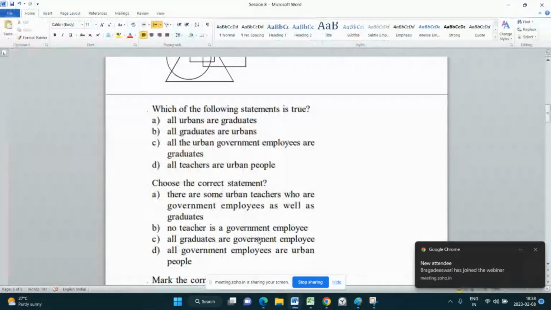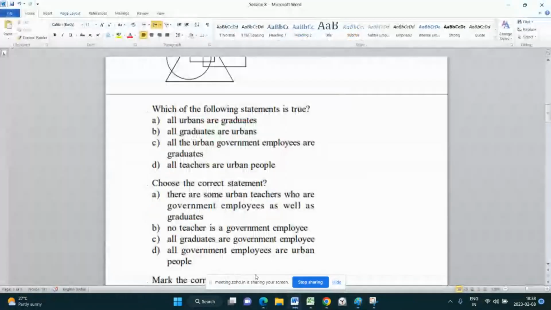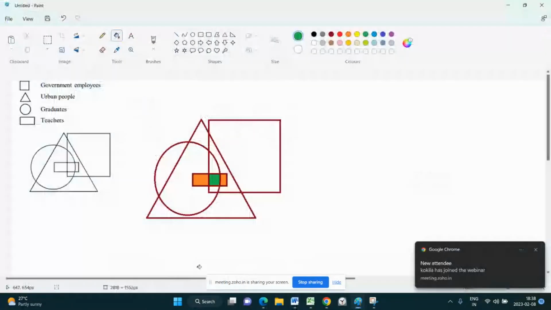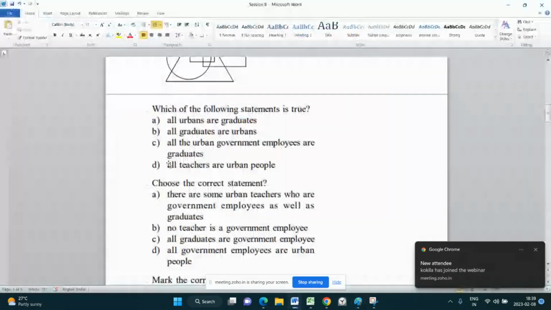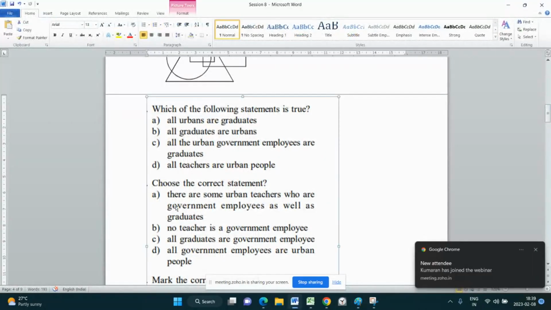All graduates are government employees. No, all graduates are not government employees. All government employees are urban people. No, because this is not government. So the first statement is correct: there are some urban teachers who are government employees as well as graduates.